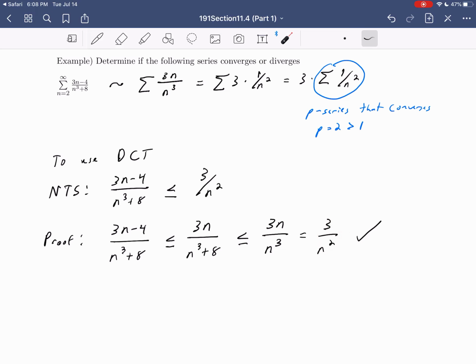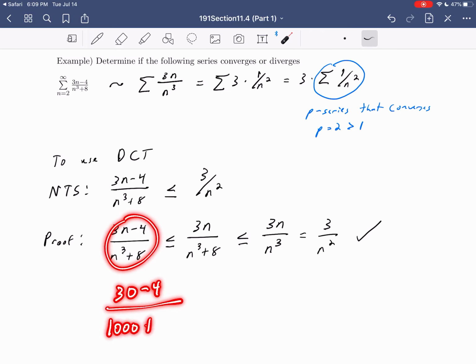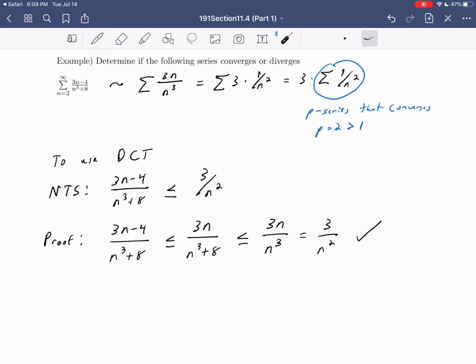You can try that. If you want, pick an n value like n equals 10. Plug it in here. You're going to get 30 minus 4 over 1,000 plus 8. Type that into your calculator and compare that to 3 over 10 squared. You're going to see that this is smaller than that. That's what we've just shown. We've shown that that always holds.